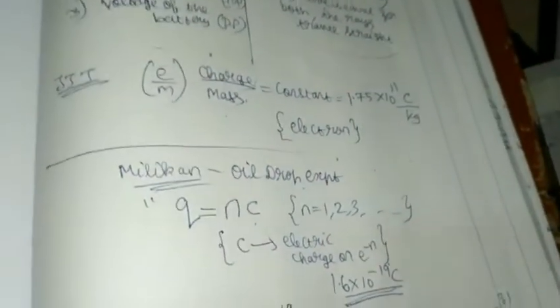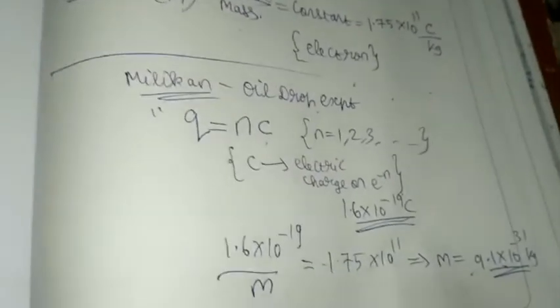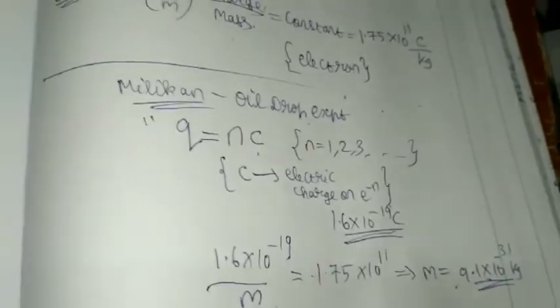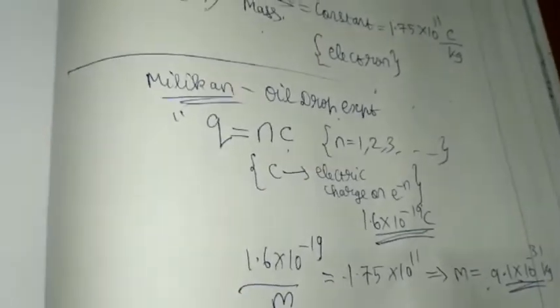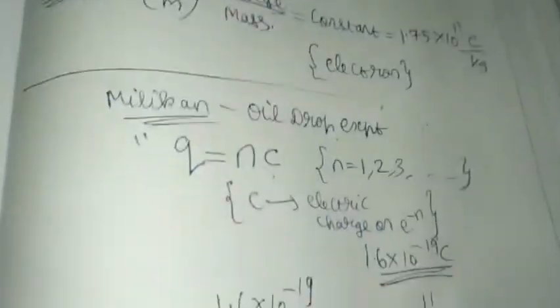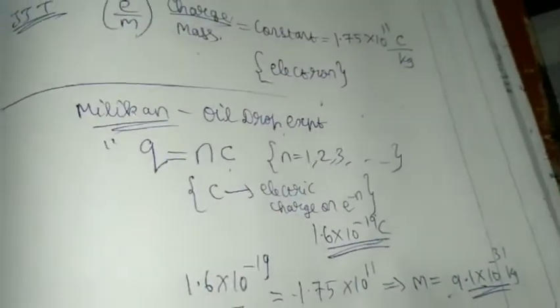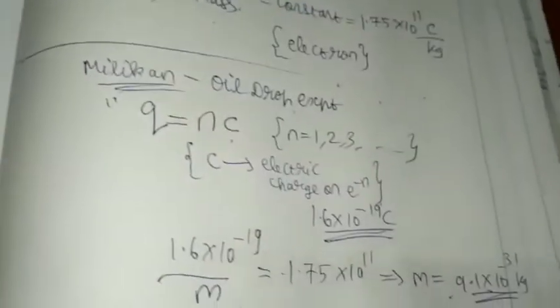There were other famous scientists who kept working on experiments. Millikan said the charge on the oil droplets he took was always an integral multiple of the charge on the electron. He came up with a number and said that was the electron's charge: 1.6 times 10 power minus 19 coulomb, and using that we also found the mass of the electron.